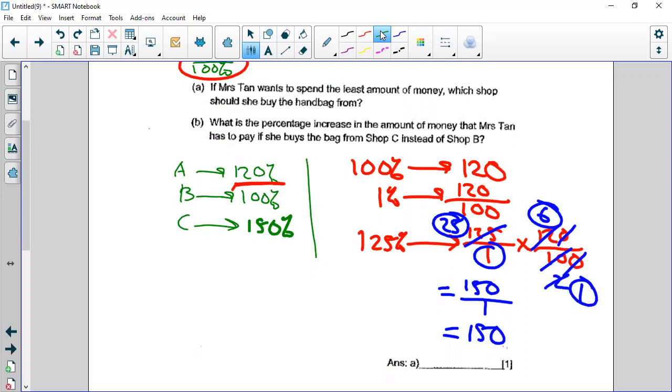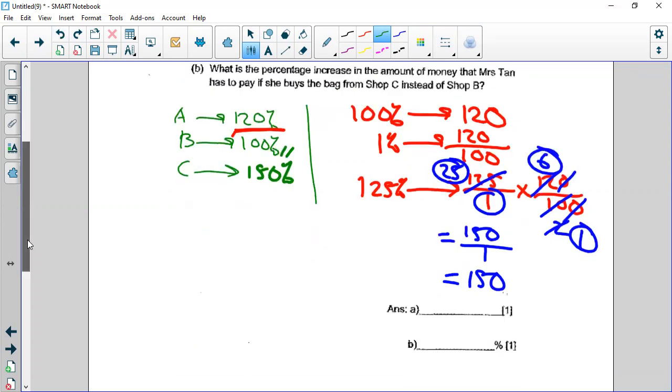So now, which shop should she buy the handbag from if she wants to spend the least? Isn't it shop B, right? Shop B will be the least expensive because it's only 100%. So your answer will be shop B. Okay, did anyone get the answer correct? Shop B, or did you have a lucky guess? All right, shop B, least money to spend.